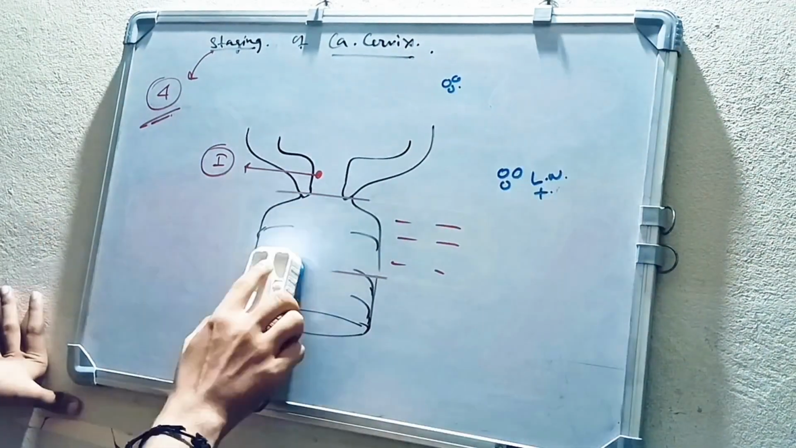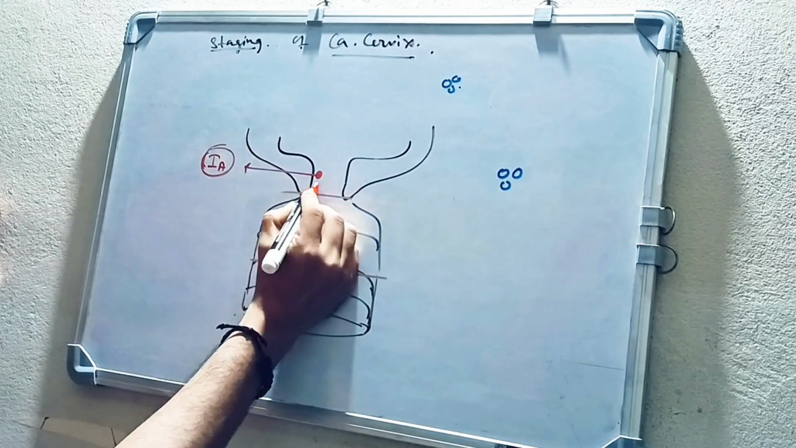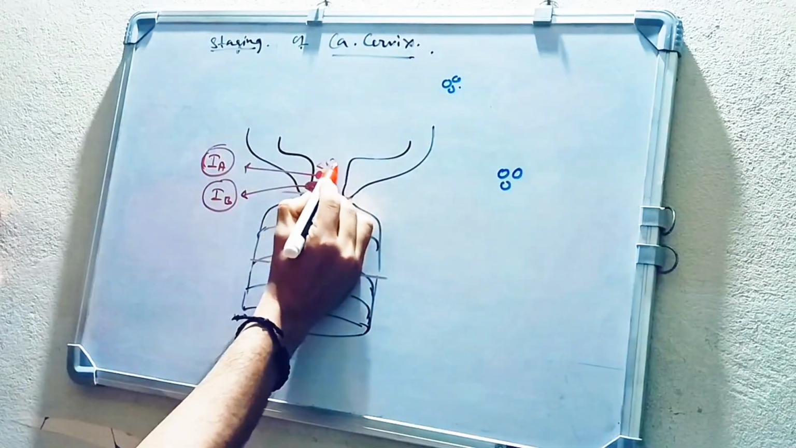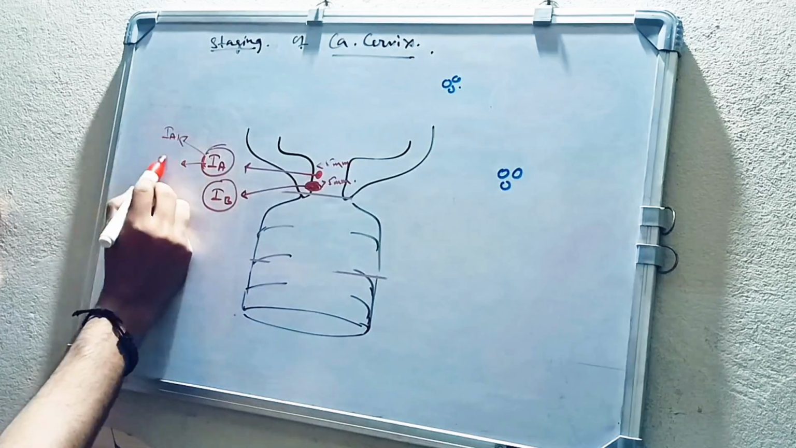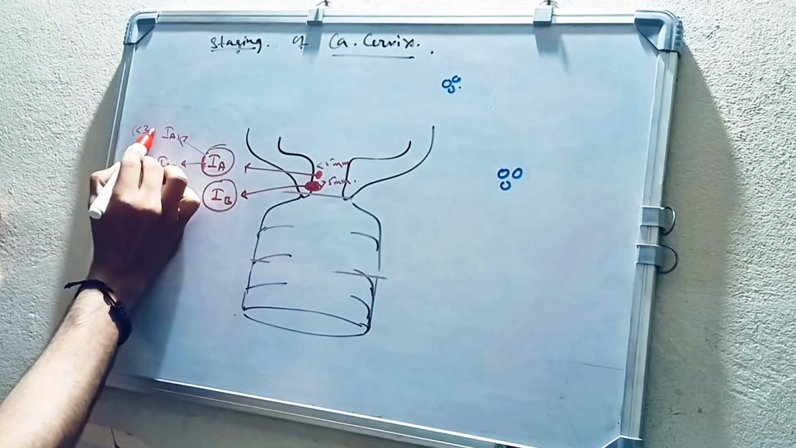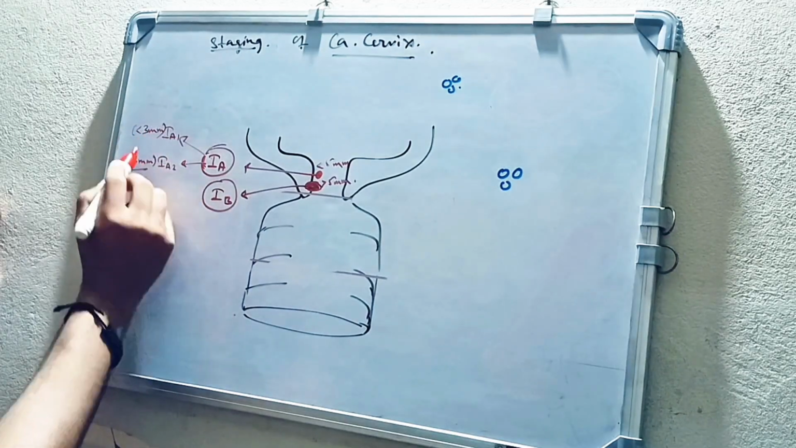Now let's come to stage 1. Depending on the size, it is again divided into 1A and 1B. If it is less than 5 mm, then it is 1A, and if more than 5 mm, then it is stage 1B. और 1A को फिर से 2 में डिवाइड किया गया है. If it is less than 3 mm, then 1A1, and if more than 3 mm, then 1A2.